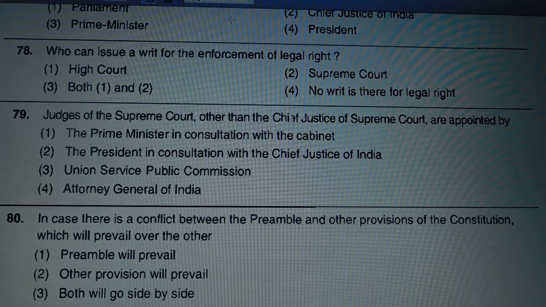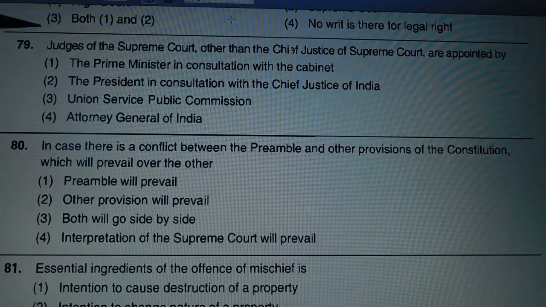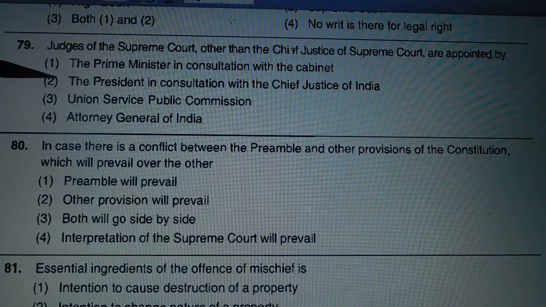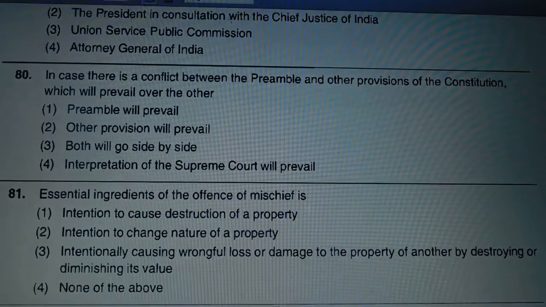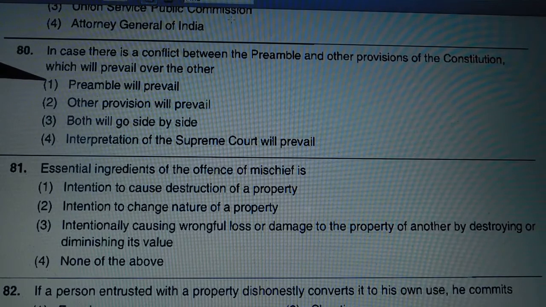Who can issue a writ for the enforcement of legal right? The answer is High Court. Question number 79. Judges of the Supreme Court other than the Chief Justice of Supreme Court are appointed by. The answer is the President in consultation with the Chief Justice of India. Question number 80. In case there is a conflict between the preamble and other provisions of the Constitution, which will prevail over the other? The answer is preamble will prevail.